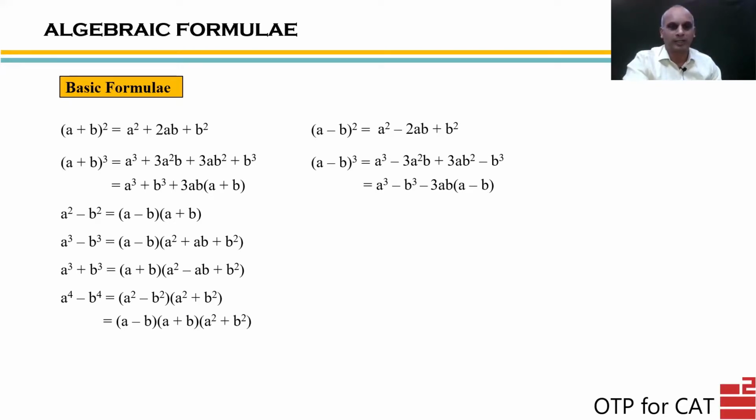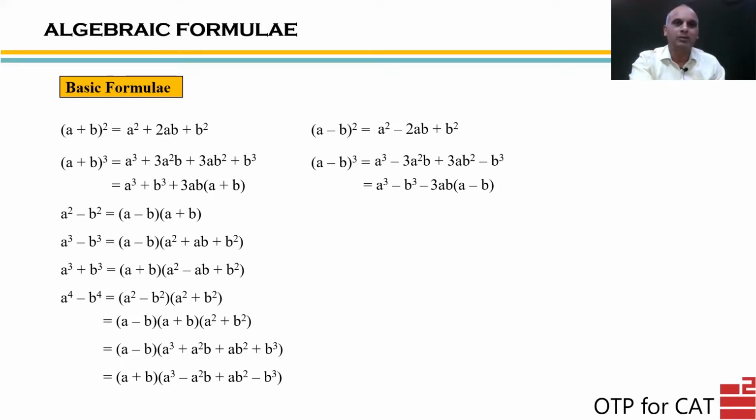Now here I have two choices. Either I keep a minus b outside the brackets and multiply remaining two brackets, that is multiply a plus b into a square plus b square. And so I will get a minus b into big bracket, and in that we'll have a cube plus a square b plus ab square plus b cube. The second choice is if I keep a plus b outside and multiply the remaining two brackets, which is a minus b multiplied with a square plus b square, I will get a plus b into brackets a cube minus a square b plus ab square minus b cube.